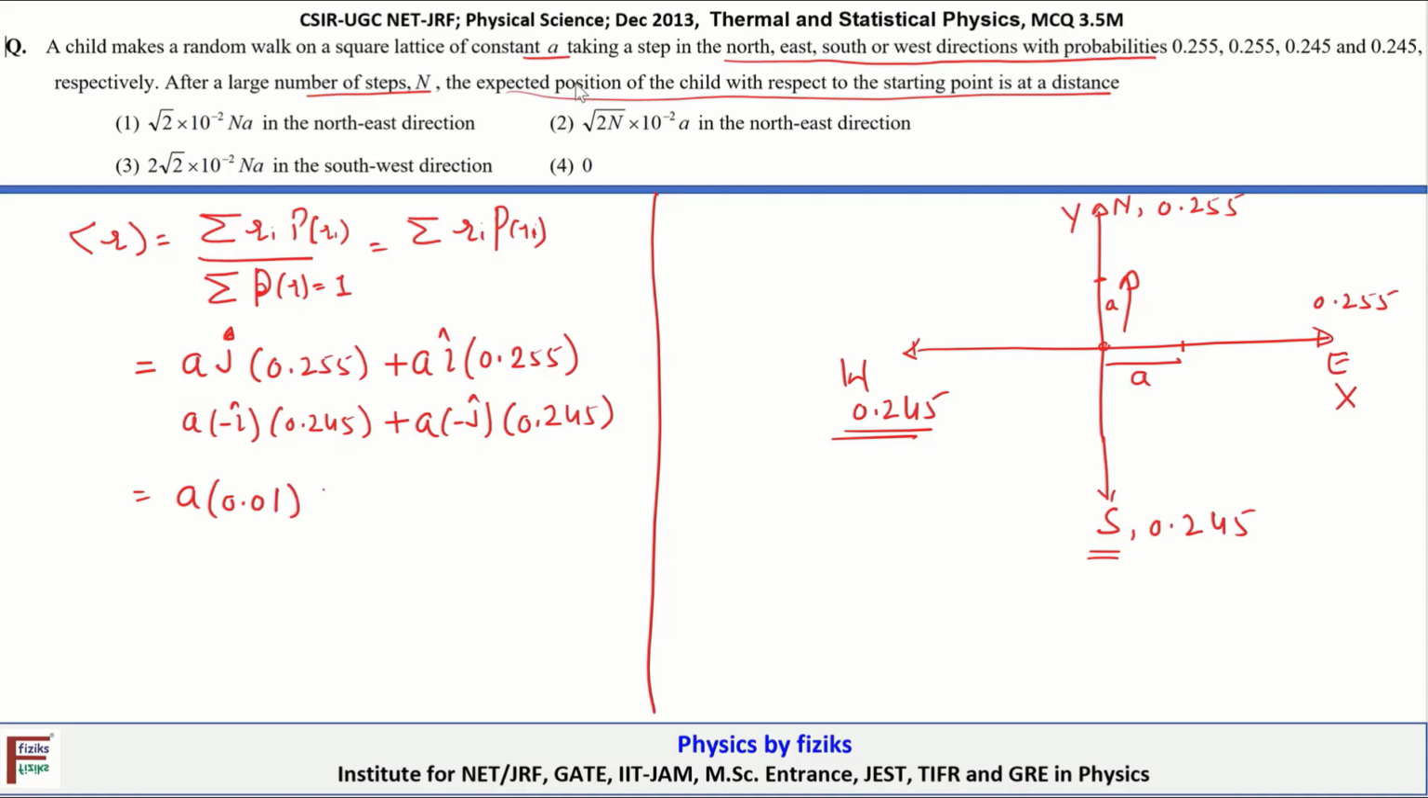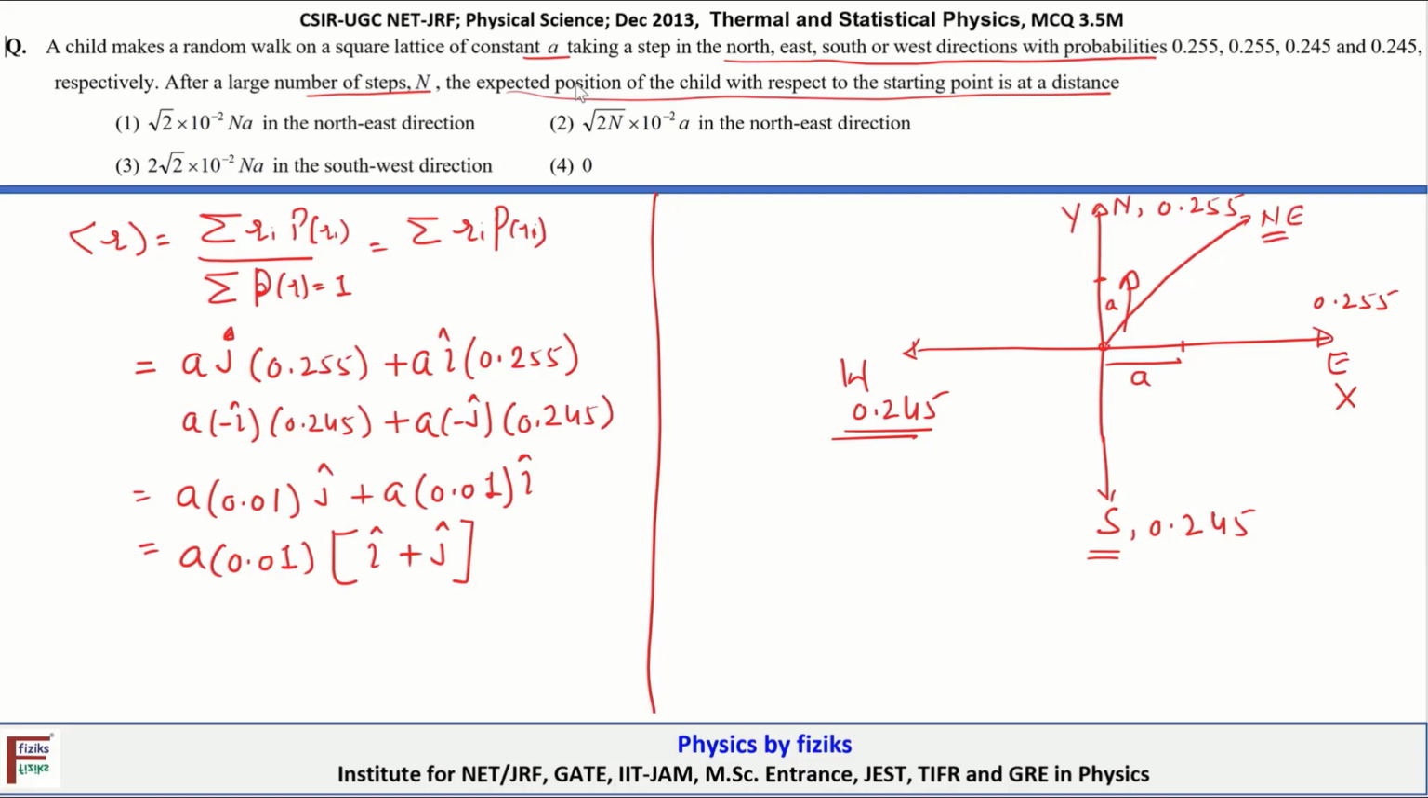Now adding the corresponding vectors, this comes out to be a multiplied by 0.01 j plus a into 0.01 i, or this is equal to a into 0.01, and inside the bracket we have i plus j. So the mean displacement is somewhere in between the positive i and j directions, that means it's along the northeast direction.